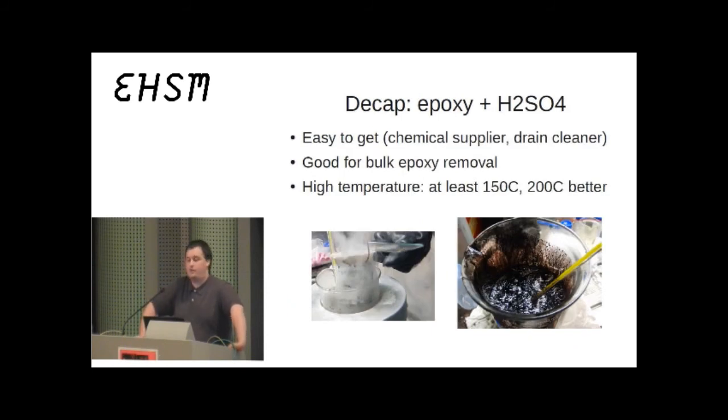One of the methods that you'll see used is with sulfuric acid. One of the nice things about this is the chemicals are easy to get. As a minor, for example, I wasn't allowed to buy muriatic acid at the hardware store, but I was able to buy drain cleaner at the same hardware store, which turns out to be 98% or so sulfuric acid, which is probably much stronger than the muriatic acid, but it was easy to get, and it's just on the shelves.